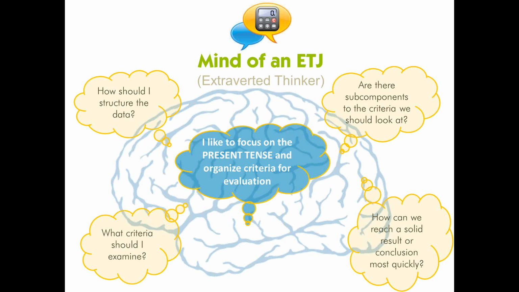So they can say, okay, this is the data that we're gathering, and this is how it lives within a larger framework. So the things that the extroverted thinker tends to think about are, how should I structure the data? What criteria should I examine? Are there subcomponents to the criteria that we should be looking at? How can we reach a solid result or conclusion most quickly? They're really interested in efficiency. And so the extroverted thinker is much more about the structure of the data.